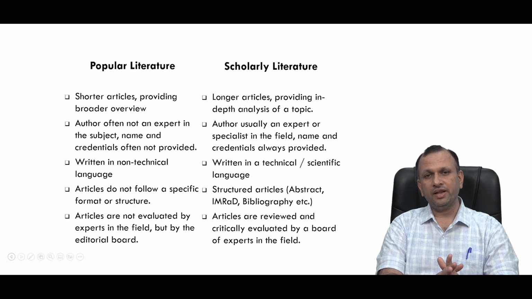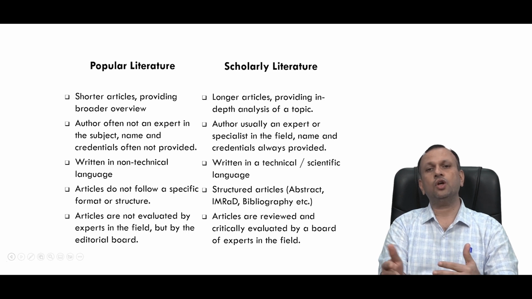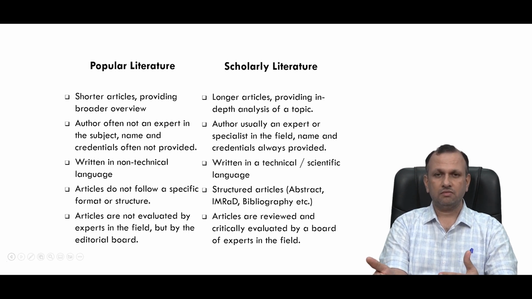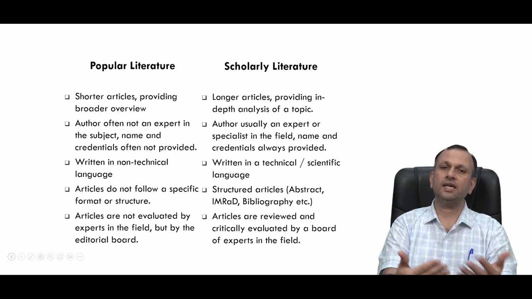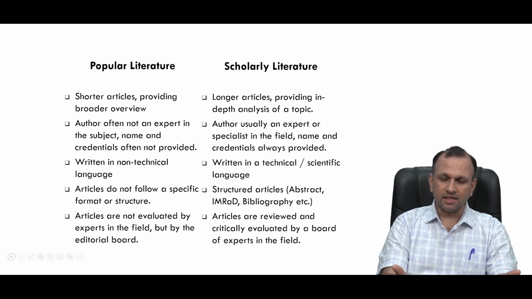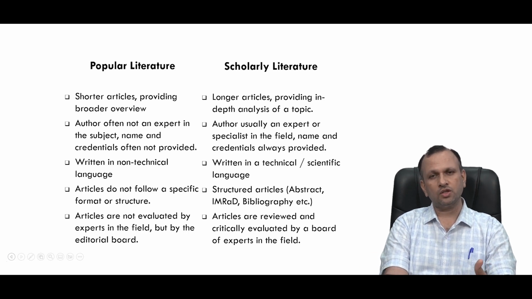Similarly, when the reviewers do not know the identity of the authors, and authors too do not know the identity of the reviewers, then in such cases the process is called double blind, right? Neither the reviewers nor the authors know the identity of each other. This is called double blind.